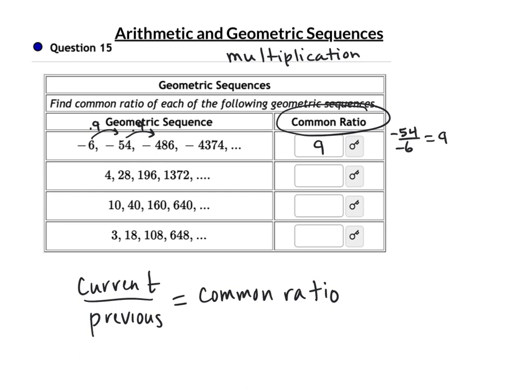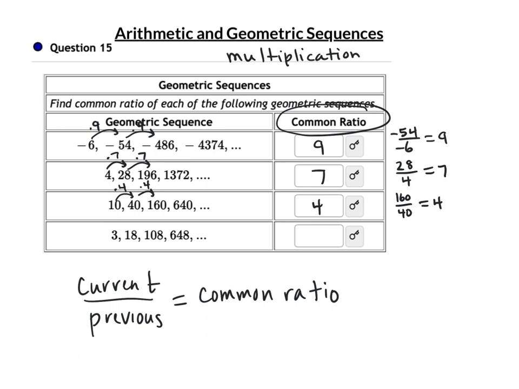For the second one, I'll take a current value, 28, and divide it by the previous value, 4. And I see that every time I move one spot in the sequence, I'm multiplying by 7. 7 is the common ratio. For the third one, take any value, about 160, divide it by the previous, 40, and I get 4. Every time I move one spot, I multiply by 4.